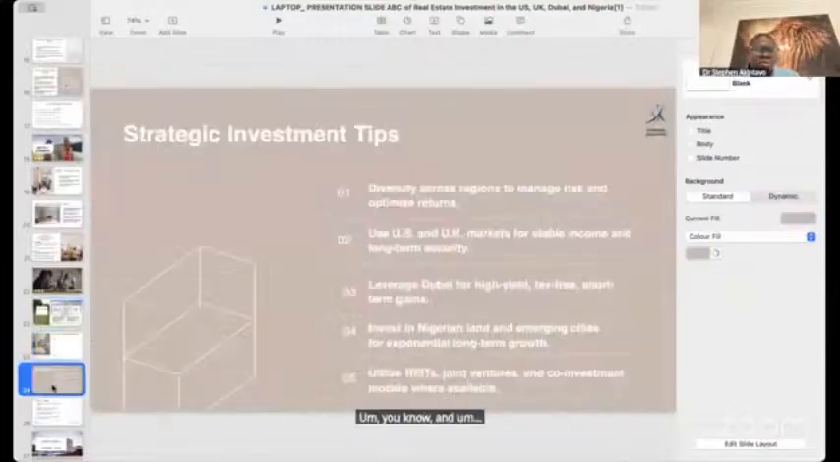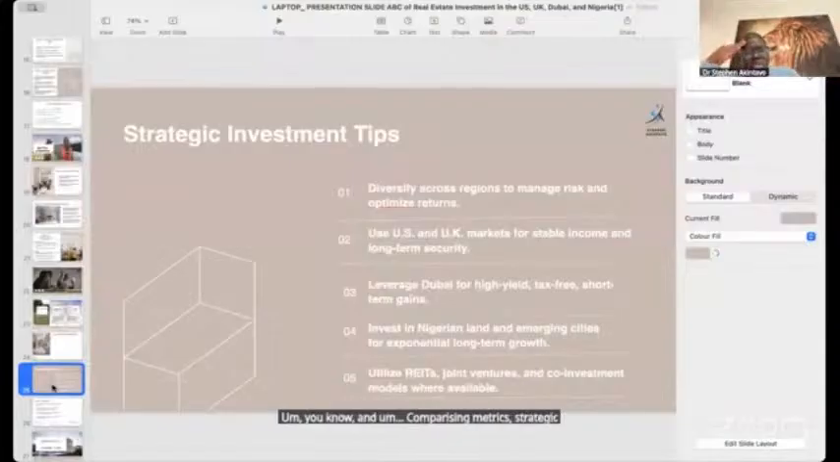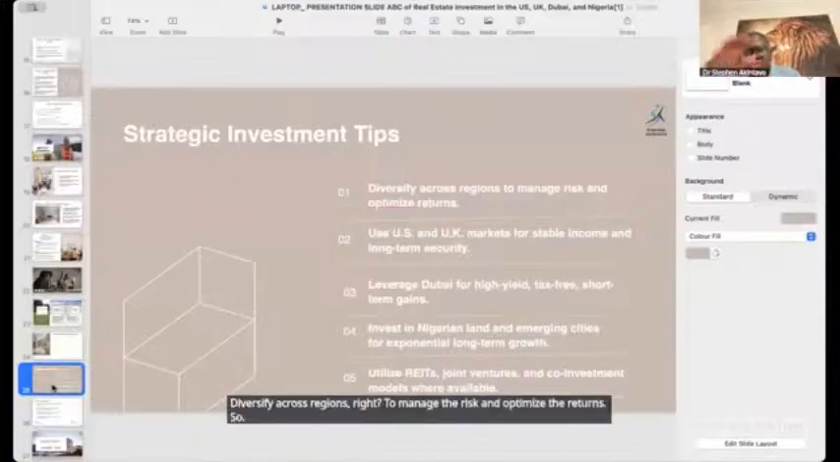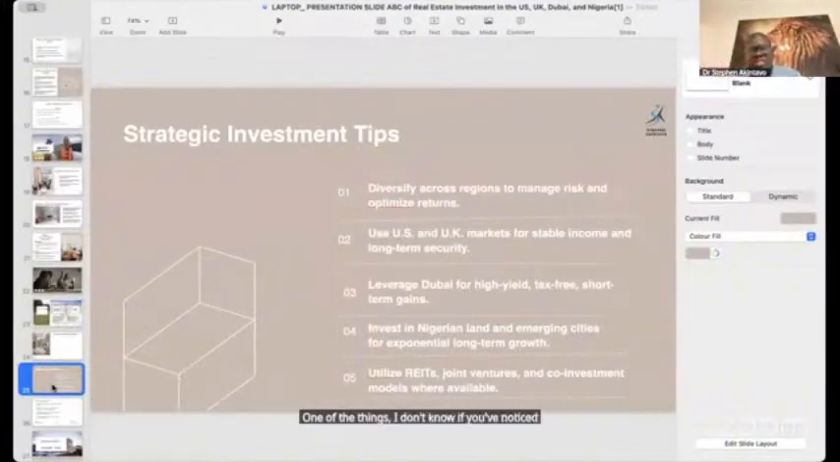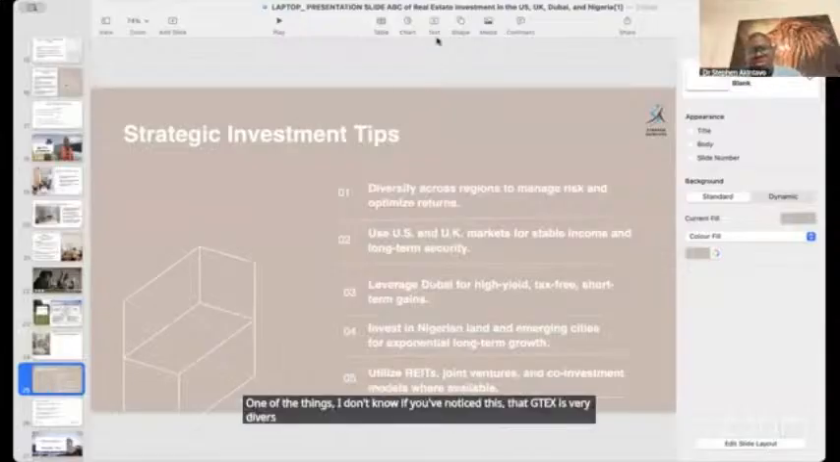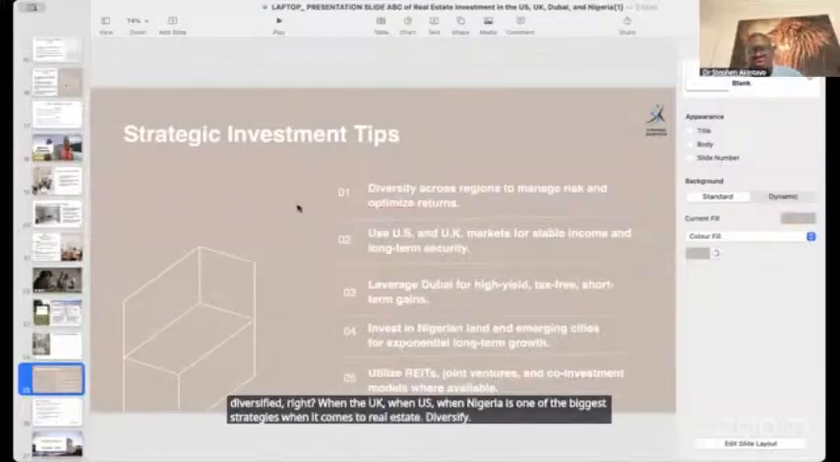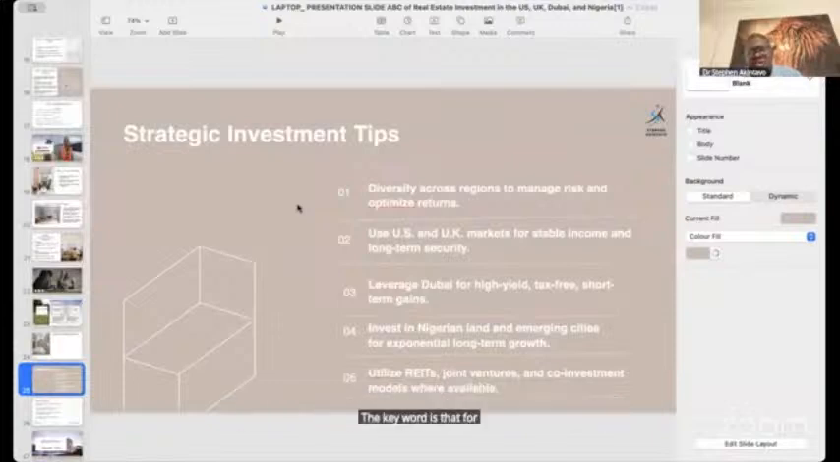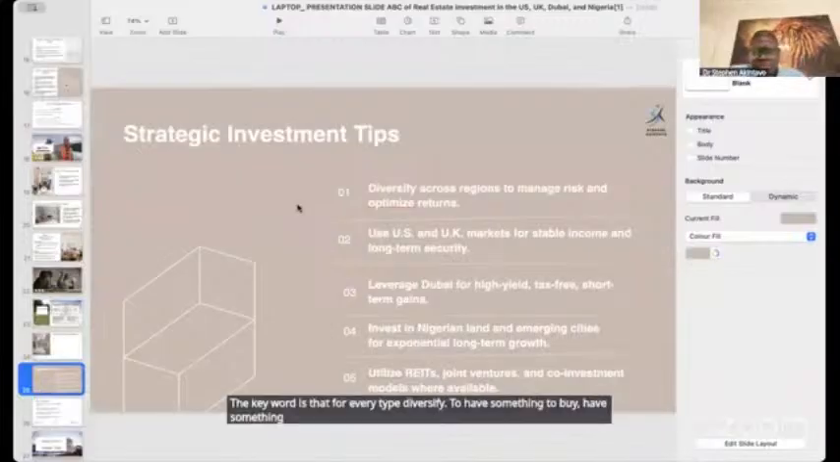And comparison metrics, strategic investment tips: diversify across regions, right? To manage the risk and optimize the returns. So one of the things, I don't know if you noticed this, is that GTEX is very diversified. We're in the UK, we're in the US, we're in Nigeria. It is one of the biggest strategies when it comes to real estate. Diversify. The key word is diversify. Everybody type diversify. So have something in Dubai, have something in the US, have something in Nigeria.